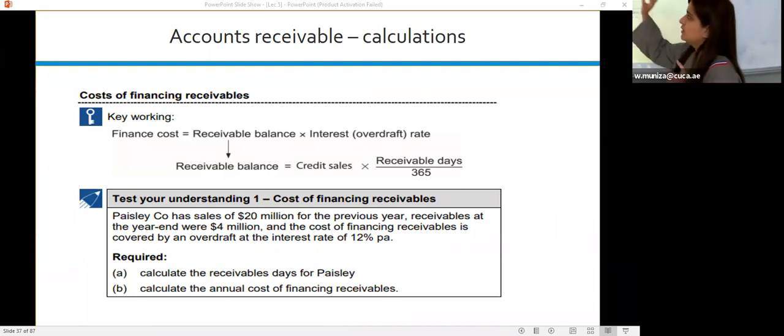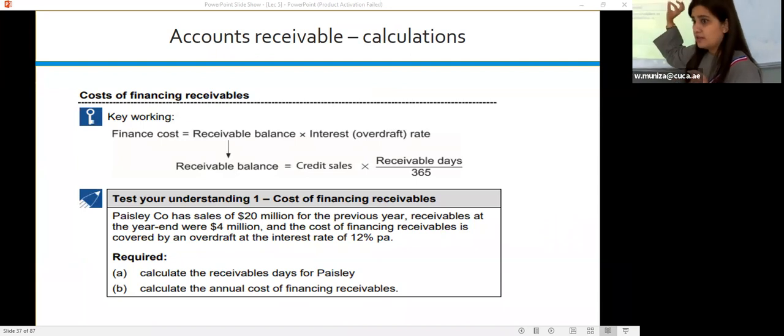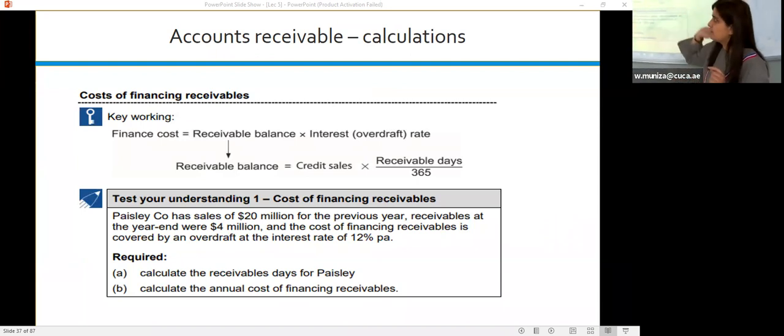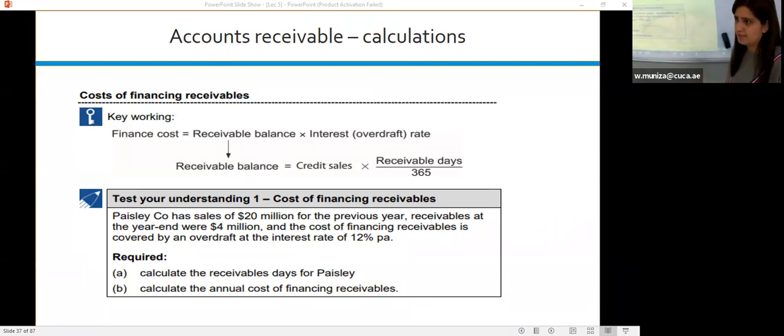Obviously, we do know that there is a finance cost related to the receivables. What is the finance cost? Receivables balance multiplied by interest rate. That is the finance cost, simply. So receivables balance, how do we calculate? As we have seen in the working capital investment scenario as well, receivable days multiplied by credit sales divided by 365. So here is the question: calculate the receivable days for Fastly, and calculate the annual cost of financing receivables.